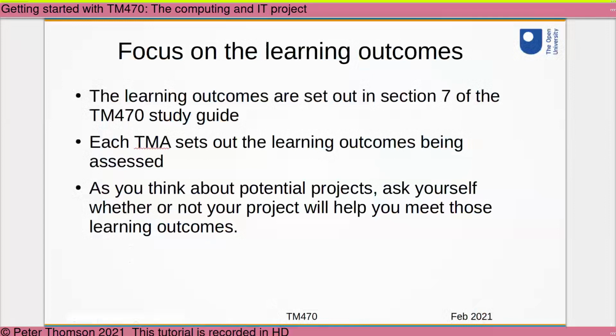Now you do need to focus on the learning outcomes. The learning outcomes are set out in section 7 of the TMA of the TM470 study guide. Each TMA sets out the learning outcomes being assessed for that TMA. As you think about potential projects, ask yourself whether or not your project will help you meet those learning outcomes.